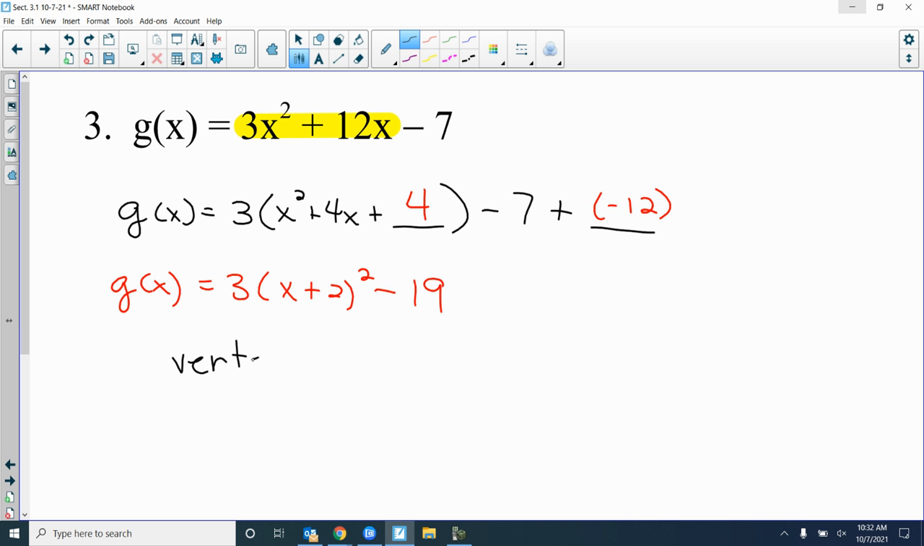Lizzie, what's my vertex going to be? Negative 2, negative 19. -2, -19. Okay, so there we are there. So if it's in that standard form, that vertex form, pull it out. If it's not, we got to do a little completing the square, keeping everything on one side. Okay, and then we write that.